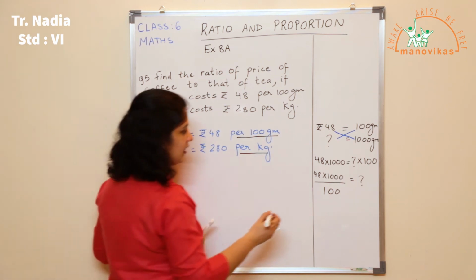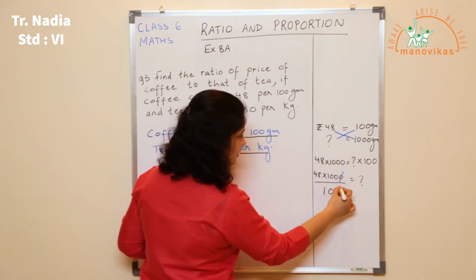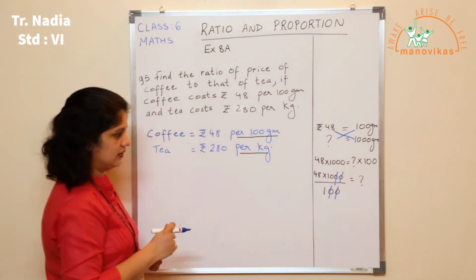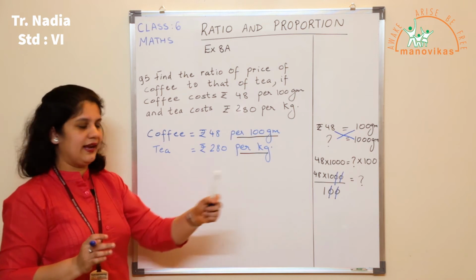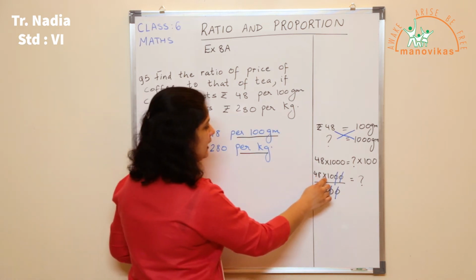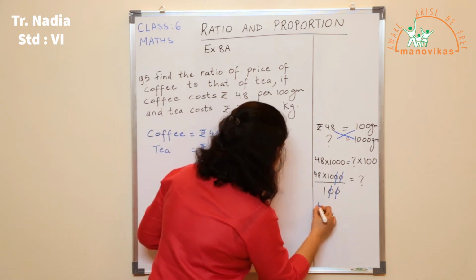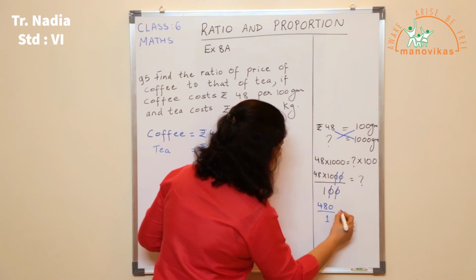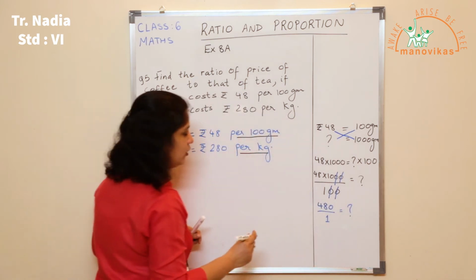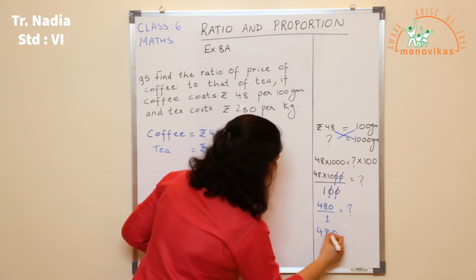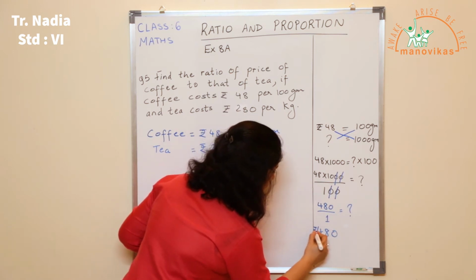Now let's see what we can reduce. I can get rid of 1 zero here and 1 zero here, 1 zero here and 1 zero here. So all the zeros which were in the end, I have reduced them. So I am just left with 48 multiplied by 10, which is going to be 480 in the numerator, 1 in the denominator. So this is the value of the unknown quantity. It is 480 rupees, 480.